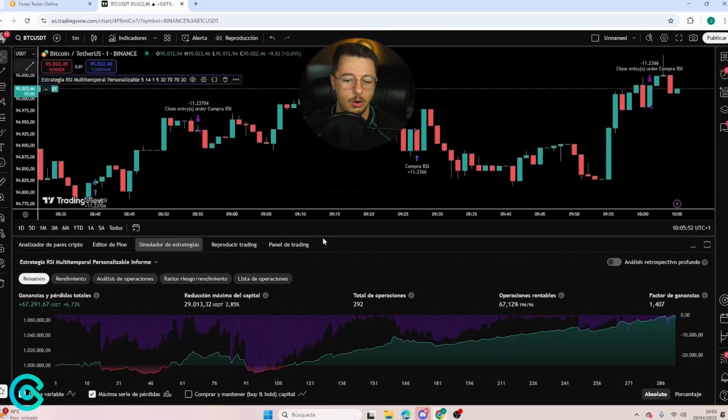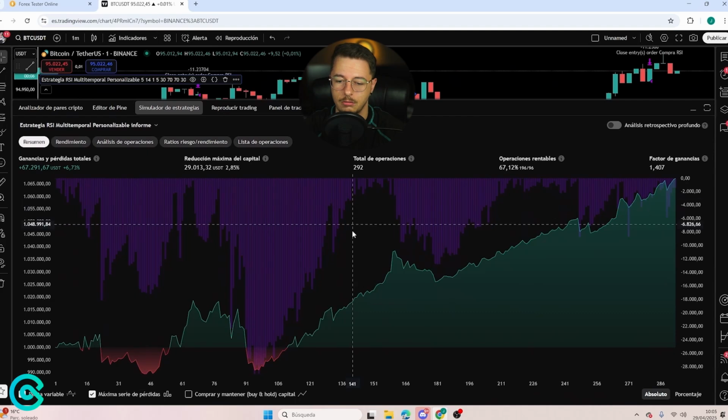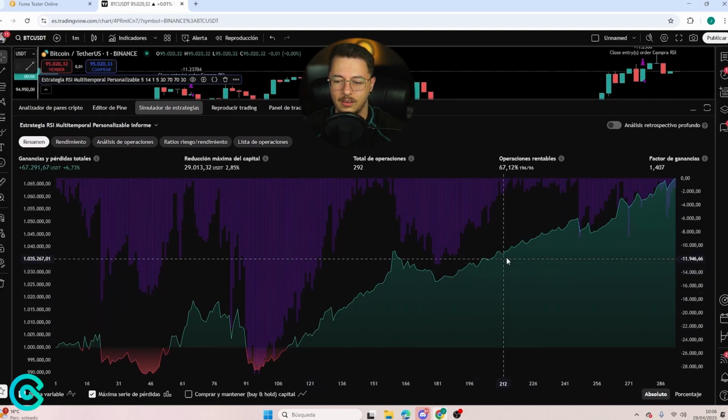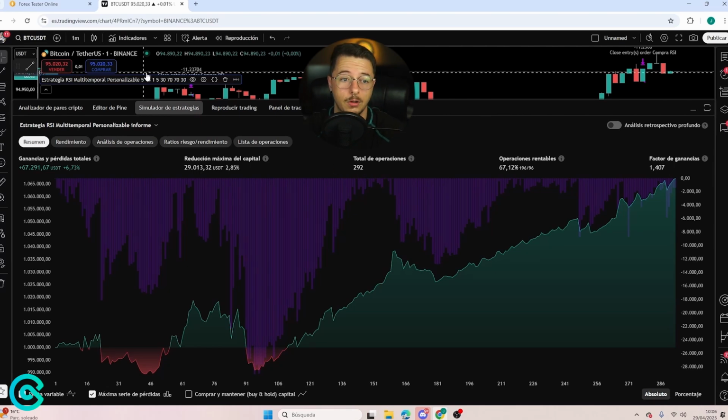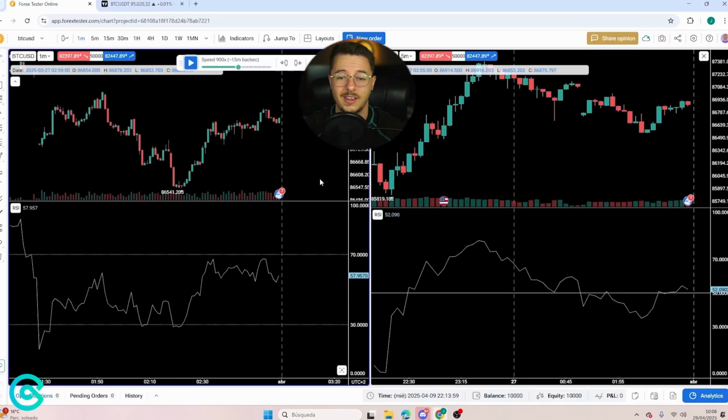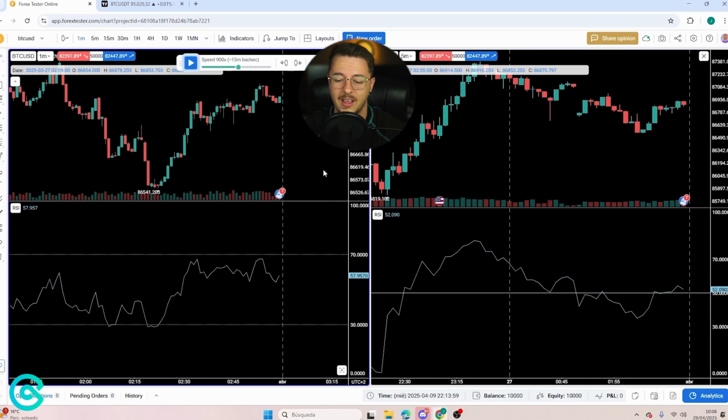As you can see on TradingView, we have some great results, where we have a great equity chart. You can see a full increase with a profit factor of 1.4 and a 67% win rate. Okay, over 200 from 292 trades. So we're going to trade it live with you guys, so you can see how it works and how good it performs. So let's go ahead and jump to our first session.